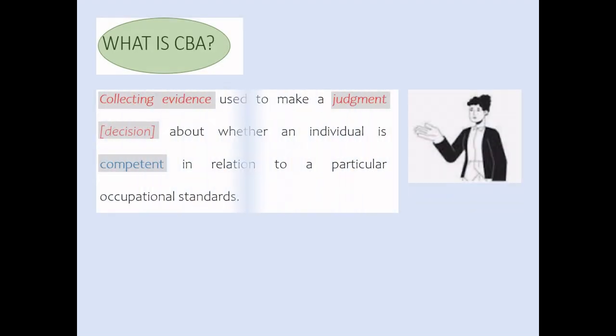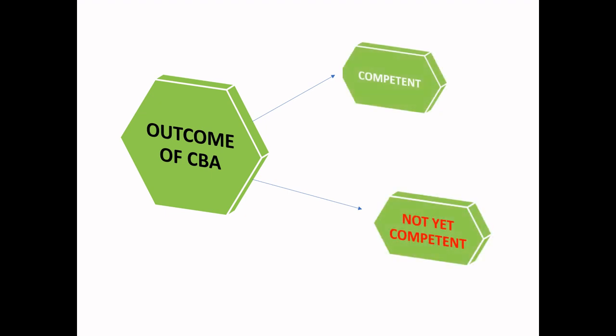So before we continue, let's now define what is CBA. So basically, CBA is collecting evidence used to make a judgment or a decision about whether an individual or a candidate is competent in relation to a particular occupational standards. So what are the outcomes of a CBA? There are only two outcomes. The candidate can either be competent or not yet competent. Notice the language there is not yet competent. We don't say not competent, it's not yet competent.